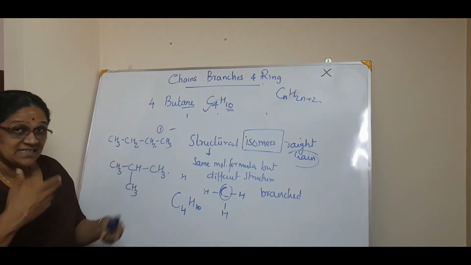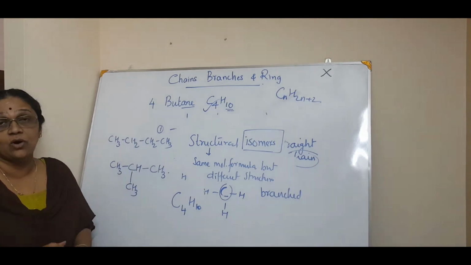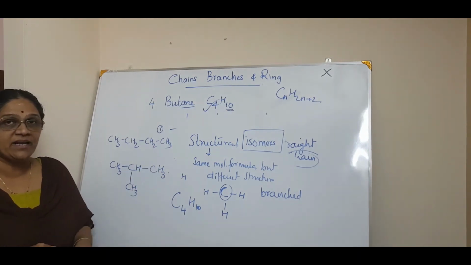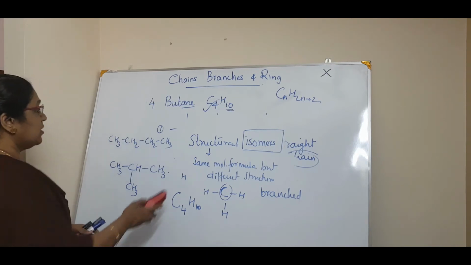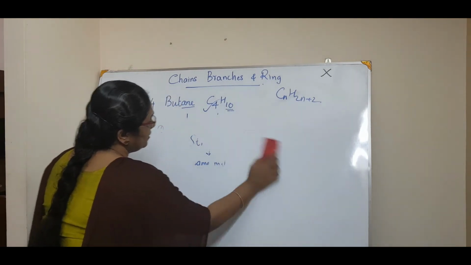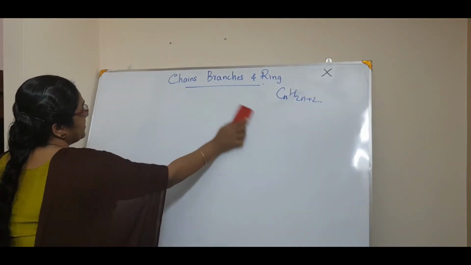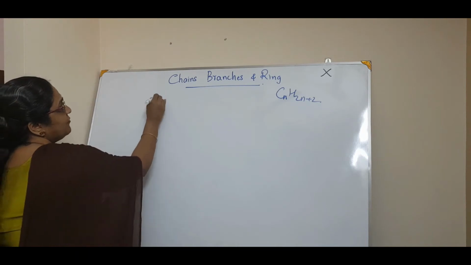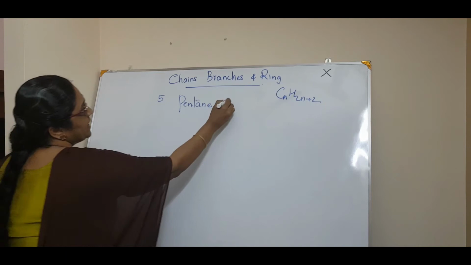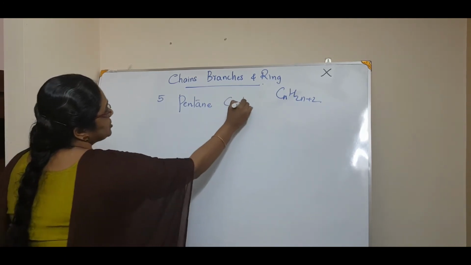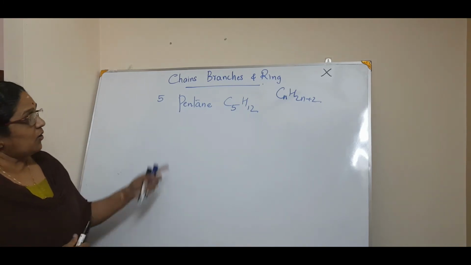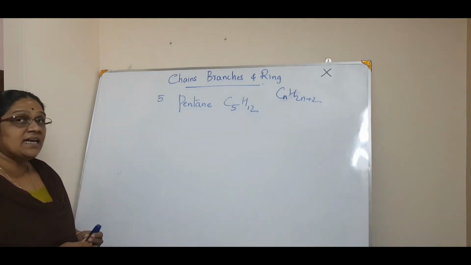Now, if you go for the next compound having 5 carbon atoms, you call it pentane. Can we have the structural isomers of pentane? Or you can do it as homework. What do you prefer? Okay, you can do it here. So, a carbon chain having 5 carbons is called pentane. It is C5H12. Now, first we will see the skeletal structures.